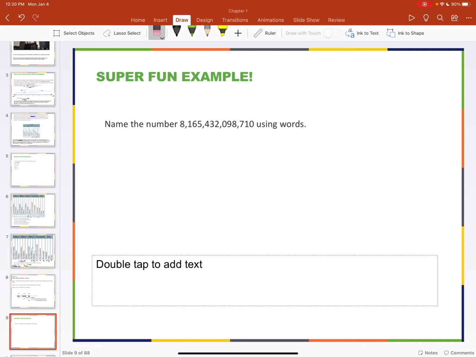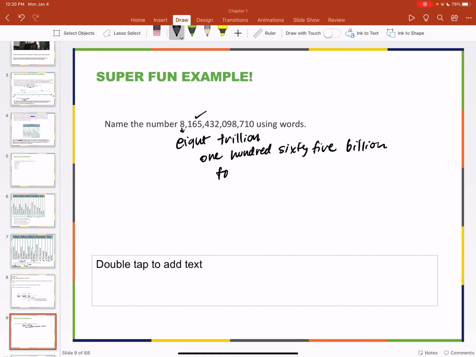So, okay, so this one would be 8 billion. So 8 trillion, I'm sorry, trillion. So that's this here. 165. 5 billion, right? That's this guy.